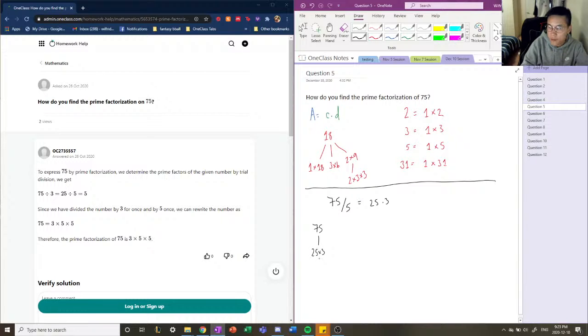Now, are these the prime factors of 75? No, because 25 is still divisible. It has factors of 1 and 25, and 5 and 5. So 25 has a prime factorization of 5 and 5. Are these prime factors? Yes, they are, because the only pair of factors that comprise 5 is 1 and 5. So we have found our prime factors, which are 5 times 5 times 3. This is the prime factorization of 75.